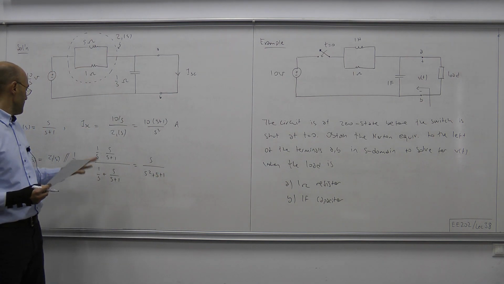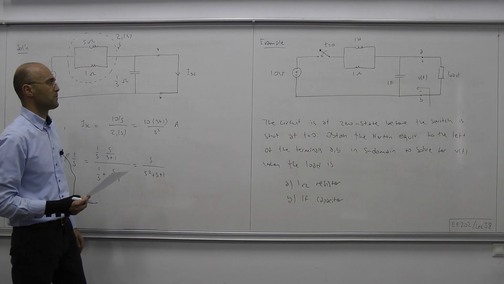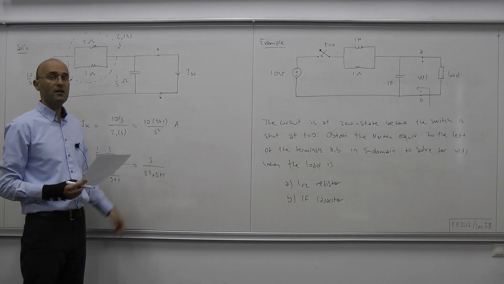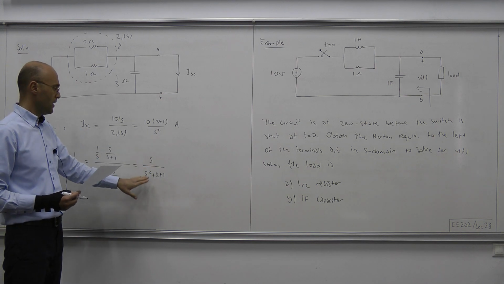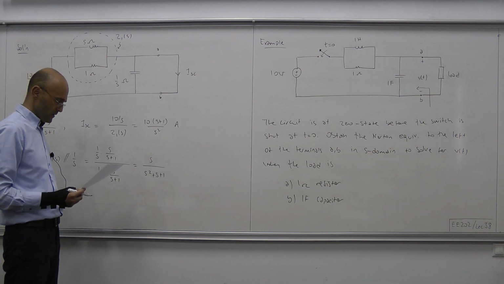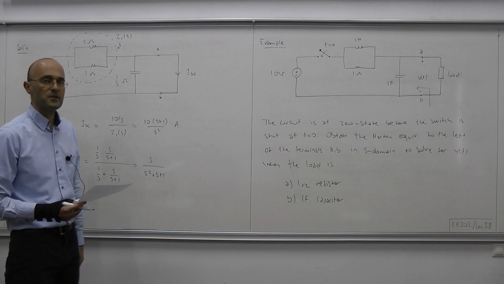Okay. Now we have all the things that we need in order to write down the Norton equivalent circuit seen by the load. Okay, we have the Norton current and we have the Thevenin impedance. So we can now begin dealing with parts A and B.